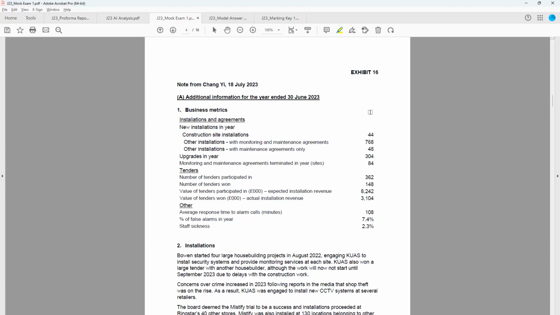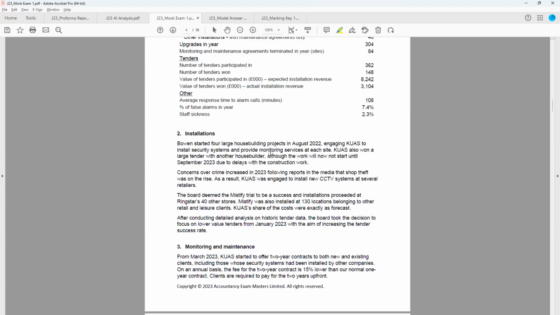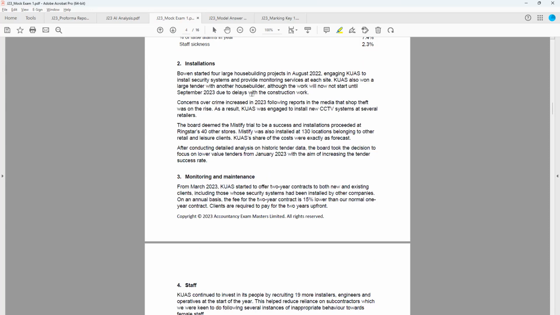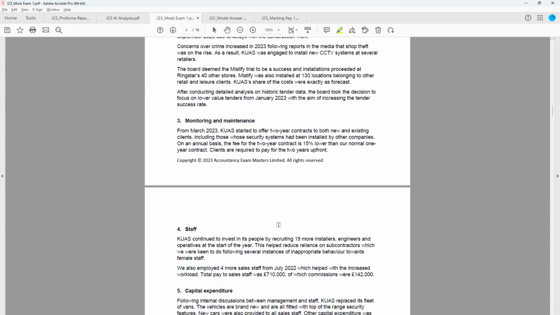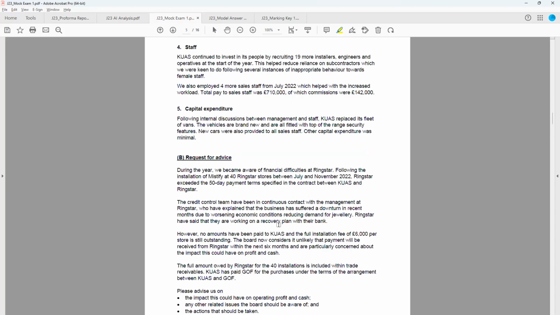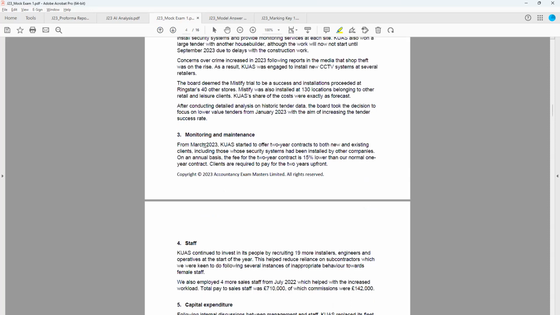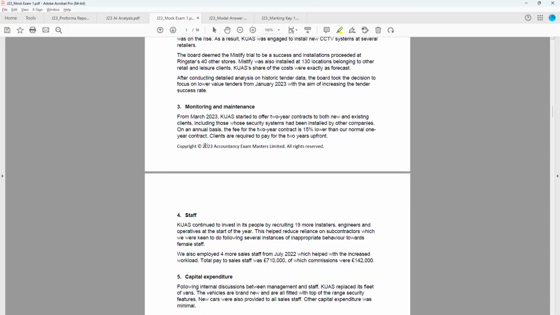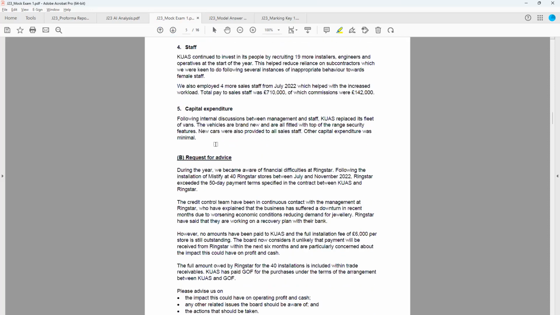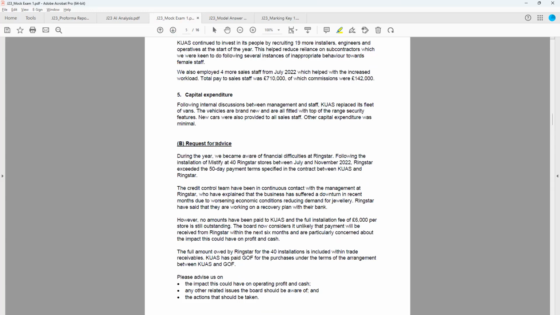So probably quite likely that we'll get the business metrics as we had in the AI. And of course, we've got some narrative as well, which will give us some reasons as to why certain amounts have gone up or down. And then we've got the request for advice. So we can probably just ignore that for now, because we'll do that at a later part.